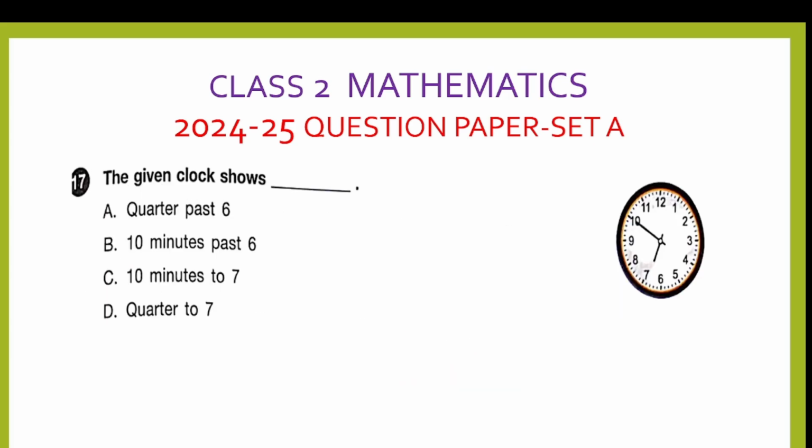Next question. The given clock shows, we have been given four options and a clock, and we have to find the exact time. So if you see here, this is nothing but what? It is going to be 7 o'clock, right? But there are 10 minutes to 7, isn't it? Therefore, the answer for this question is option C, that is 10 minutes to 7.